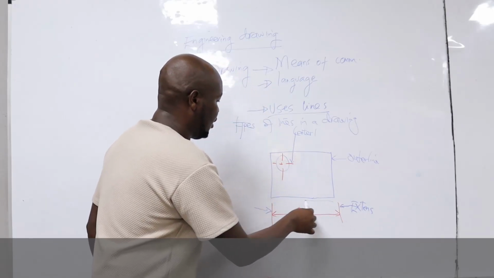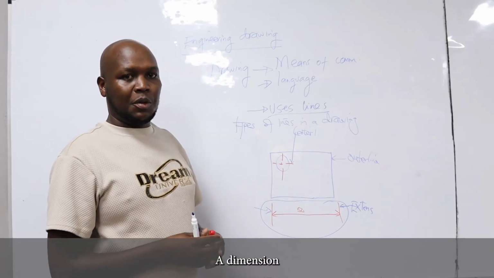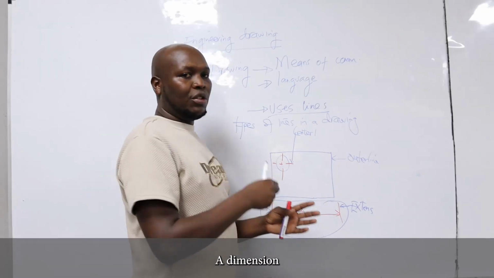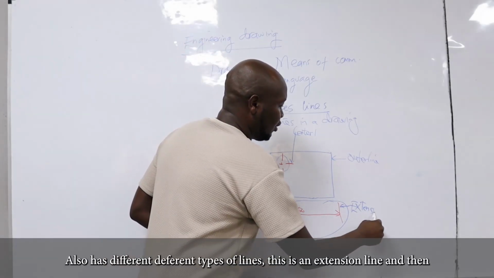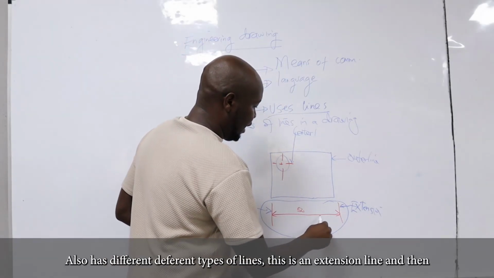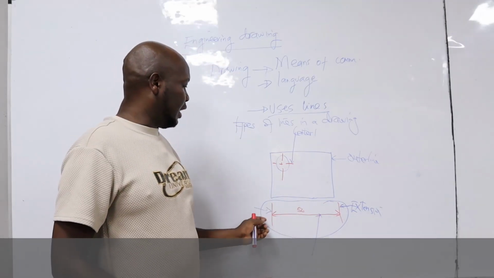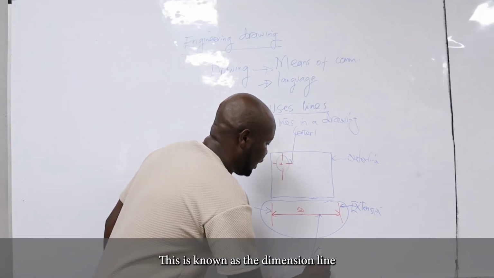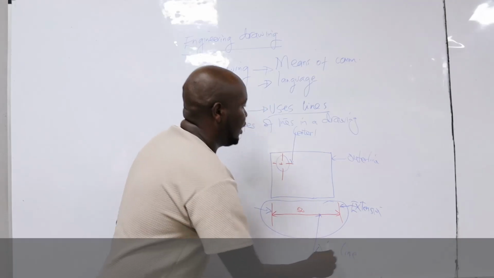All this in a drawing represents a dimension. A dimension also has different types of lines. So this is an extension line. And then we have this one with arrows at the ends, which is known as the dimension line.